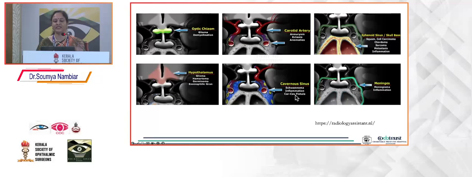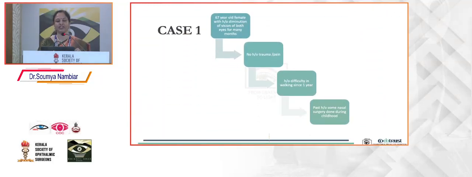Cavernous sinus lesions, schwannoma, or a carotid-cavernous fistula can cause damage, or any problem with the meninges, that is meningioma, and inflammation can cause it. So let's see each one case by case.